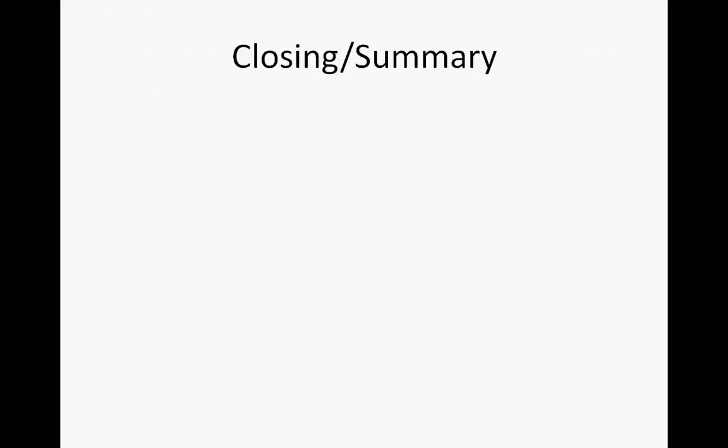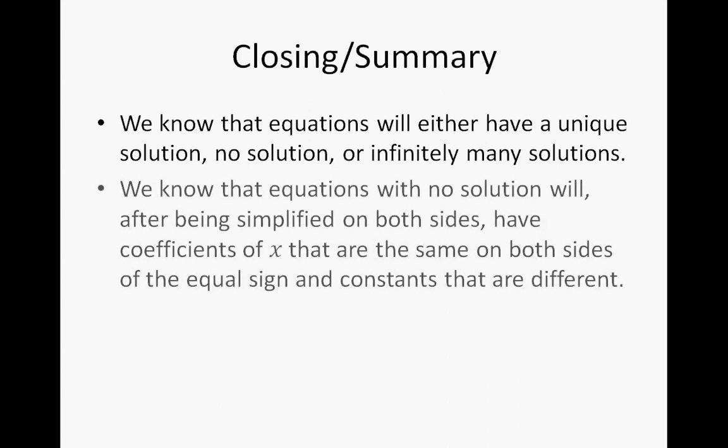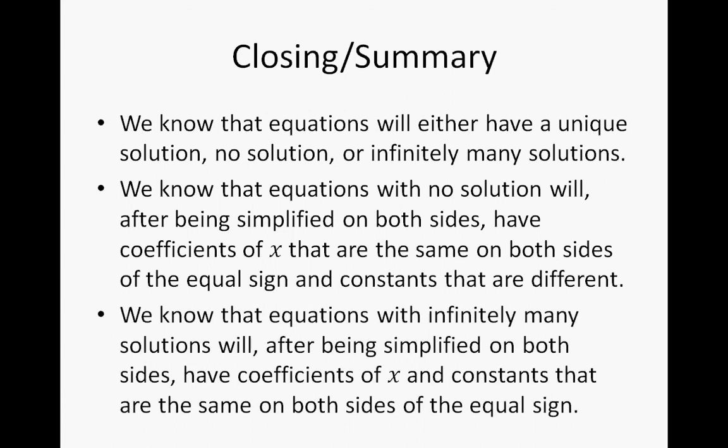All right, let's wrap this up. So we know that equations will have either a unique solution, no solution, or infinitely many solutions. We know that equations with no solution will, after being simplified on both sides, have coefficients of x that are the same on both sides of the equal sign and constants that are different. We know that equations with infinitely many solutions will, after being simplified on both sides, have coefficients of x and constants that are the same on both sides of the equal sign.